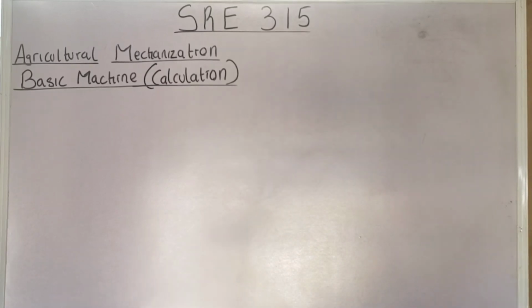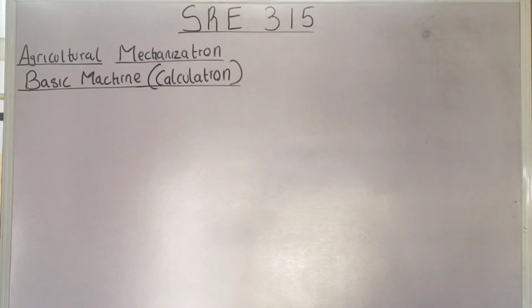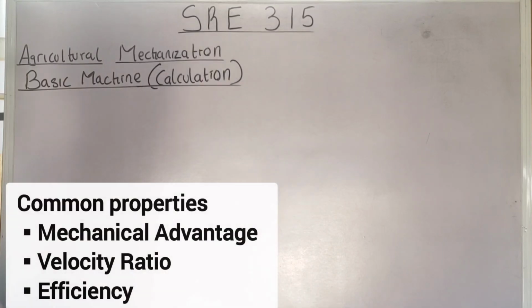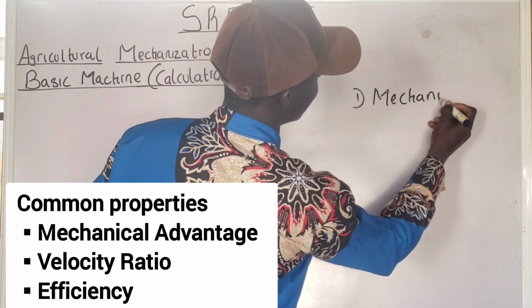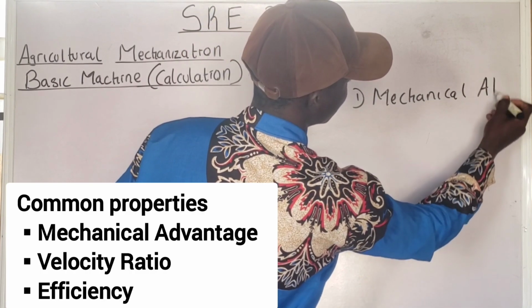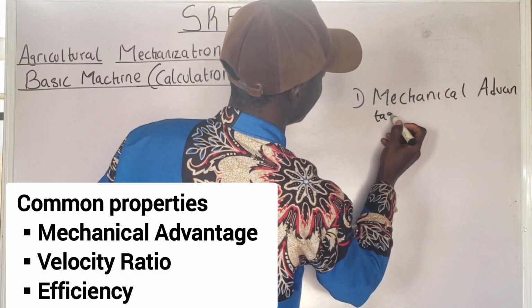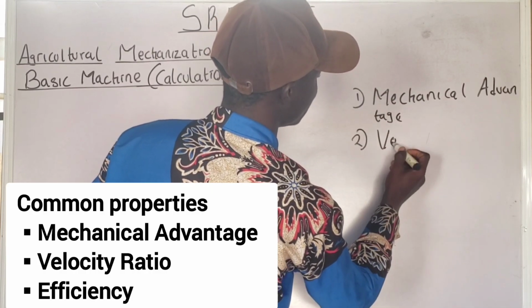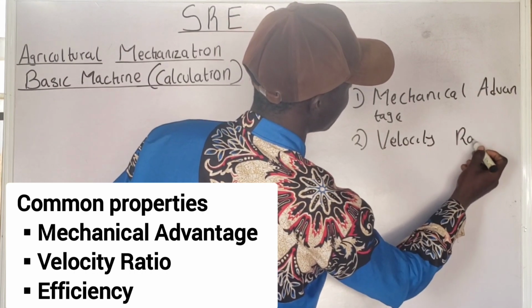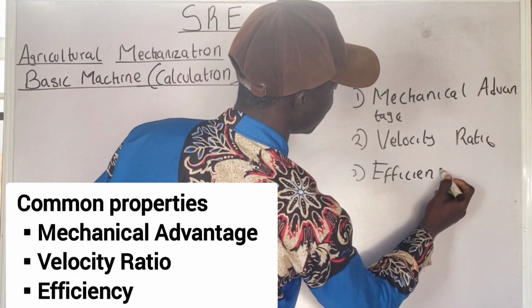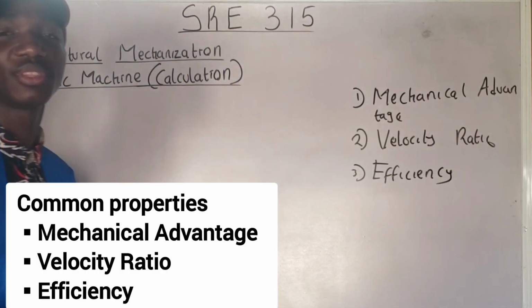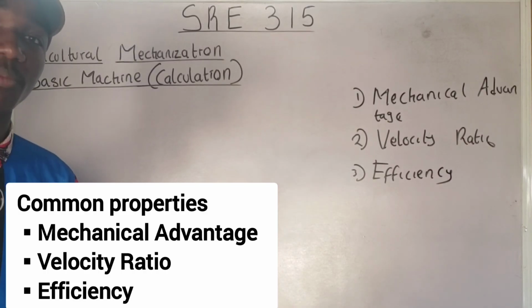In this class, we're going to go over some calculation on the basic machine that we have learned in our previous class. I told you that all these basic machines have three properties in common. The first characteristic is that they all have mechanical advantage. Then the second one is the velocity ratio. And the third is efficiency. These are the three properties that are common to the basic machines that we discussed in our previous class.